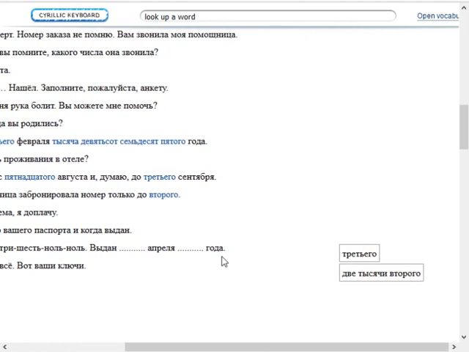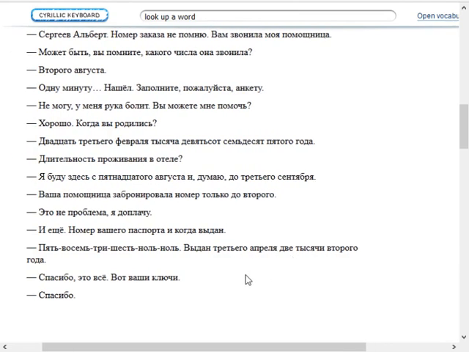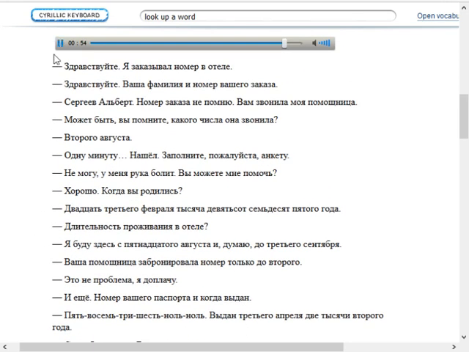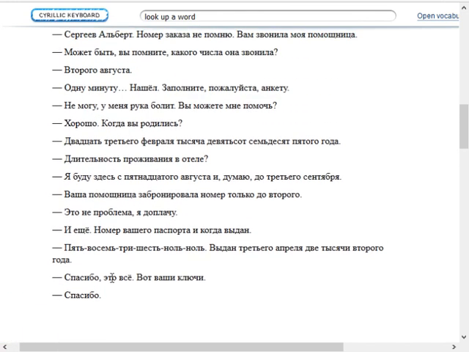Okay, so выдан 3 апреля, so issued on the 3rd of April in the year 2002 года, so in the 2002nd year. Спасибо. Это все. Вот ваши ключи. Thanks, that's everything. Here are your keys.